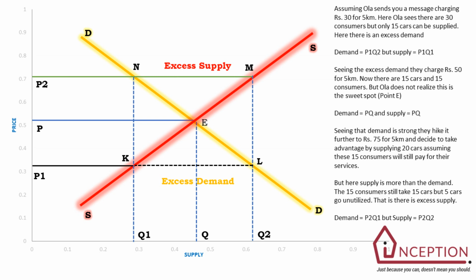The supplier wants to take advantage from the consumer by supplying more at a higher price. So here what's going to happen? But here supply is more than demand. The 15 consumers will take 15 cars, but 5 cars go unutilized. That is, the supplier decides to slightly increase the number of cars supplied to 20 cars, but consumers still want to take up only 15 cars. Here there is excess supply. So rather than having 5 cars go unutilized, the supplier decides to further reduce the number of cars that is being supplied and brings it down to that sweet spot that we mentioned before, where demand is PQ and supply is PQ.